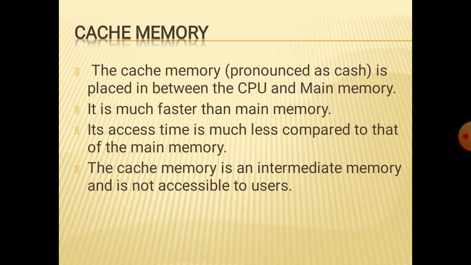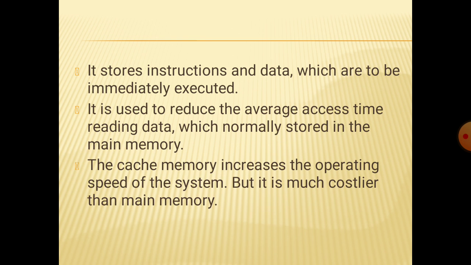any input or any data, rather than going to main memory for searching, it always first checks in the cache memory, because the memory nearest to the CPU is the cache memory. Then it will check your main memory if it is not present in your cache memory. So the cache memory's accessing time is very less and the speed is much faster if you compare with your main memory.